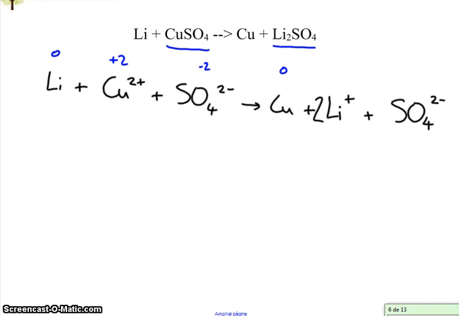What is sulfur, Diego, in that compound? Sulfur will be 8. No, 6. Remember what? Minus 2, 6. Fantastic. It's going to be plus 6.